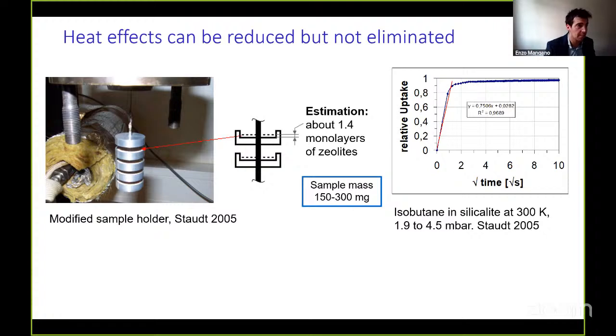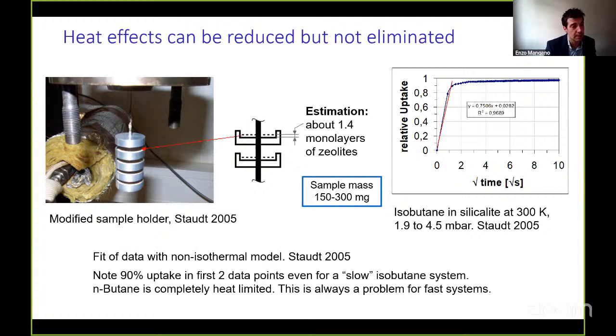So this is an example where a microbalance is set up with a number of trays, where each tray has essentially a monolayer of zeolites. So the sample is distributed for optimal heat exchange. Very small sample mass is used in each tray, and the pressure steps are very limited, 1.9 to 4.5 millibar. And even with that, the response has some heat effects. And for the case with Britain, the system is completely heat limited.